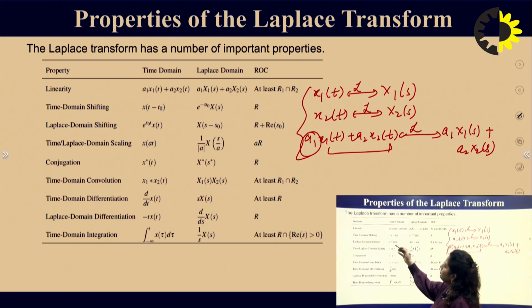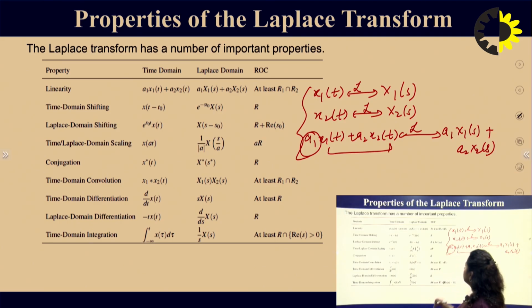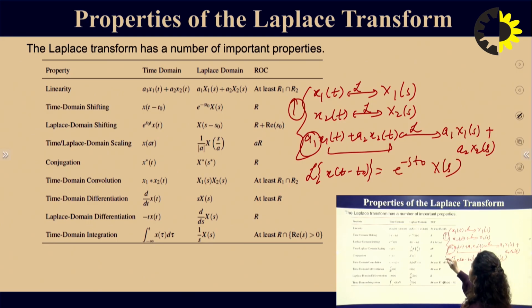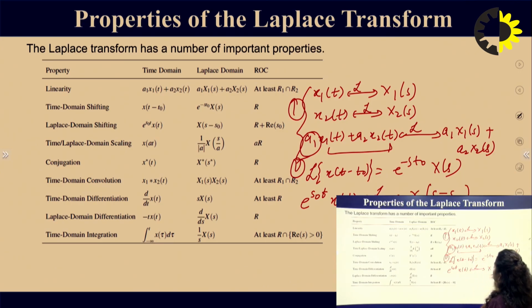Similarly, we have the time domain shifting property, that is x(t minus t naught). So the Laplace transform of x(t minus t naught) is e to the power minus s t naught times X(s). First property this one, second property this one. Similarly, we have Laplace domain shifting, in which we have frequency shifting. So we multiply e to the power s naught t with x(t), and the Laplace transform of this is X(s minus s naught). So this is your third property, which is an important property.